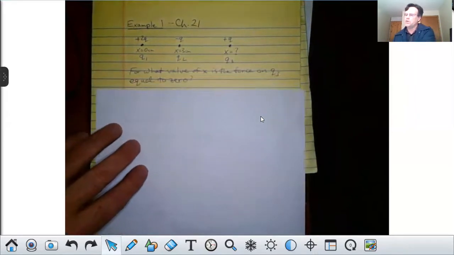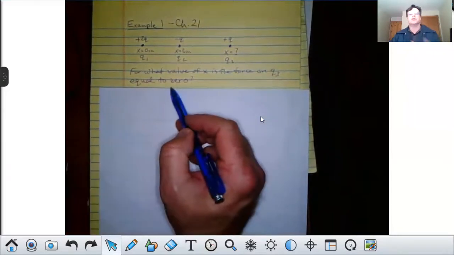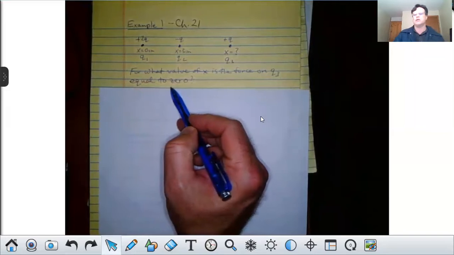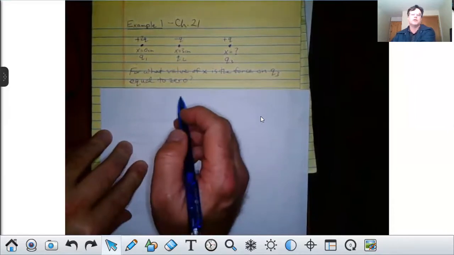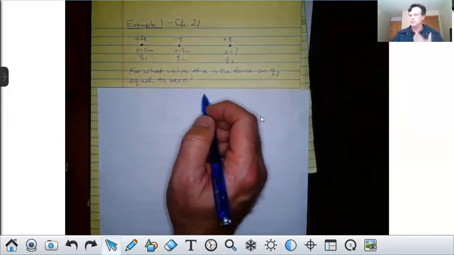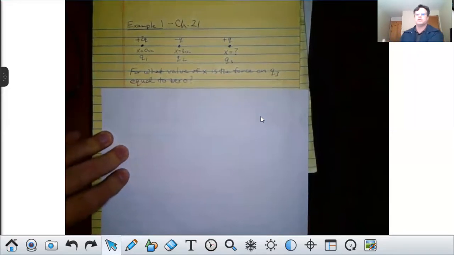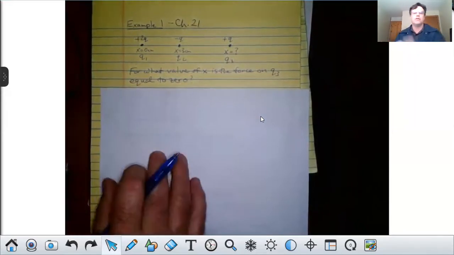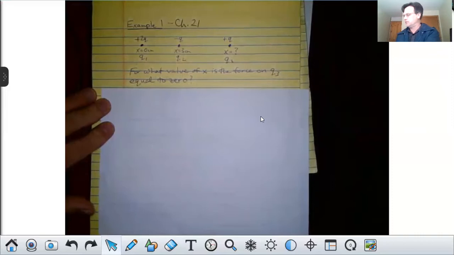And the question is, for what value of x is the force on Q3 equal to 0, right? So what is the value of x at which the net force from these other 2 charges is equal to 0? Where do I have to put Q3 to basically make it into equilibrium so that the forces add up to 0? Just like other forces, Coulomb forces obey what's called the principle of superposition, right? You can add them together as vectors.